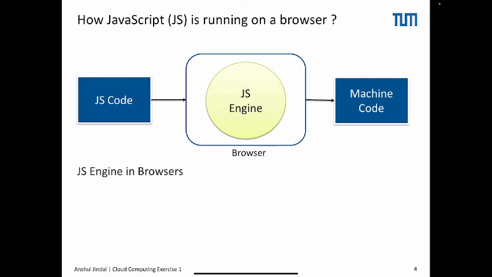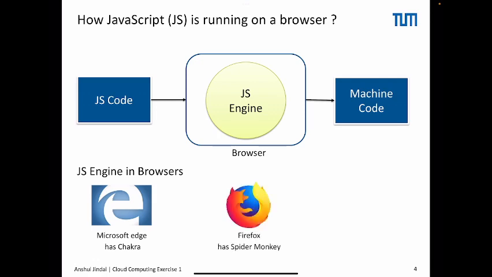There are different JavaScript engines in different browsers. One example is Microsoft Edge, which has Chakra. How many of you use Microsoft Edge? I think very few, very rare. This JavaScript engine is very slow, so that's why people usually don't use Microsoft Edge. The next one is Firefox, which has SpiderMonkey. How many of you use Firefox? Mostly maybe the Linux users prefer Firefox.